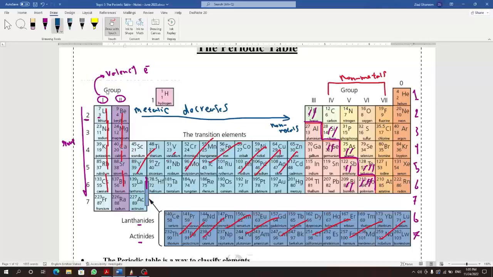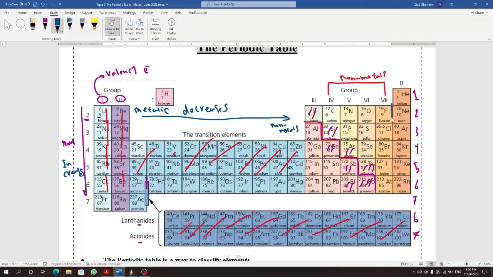Now, within the group, for the metals, the metallic property increases. Right here, the metallic property increases. So if we are comparing lithium, sodium, potassium, the highest metallic property will be for potassium. Potassium will be higher in metallic property than sodium, and sodium will be higher than lithium.